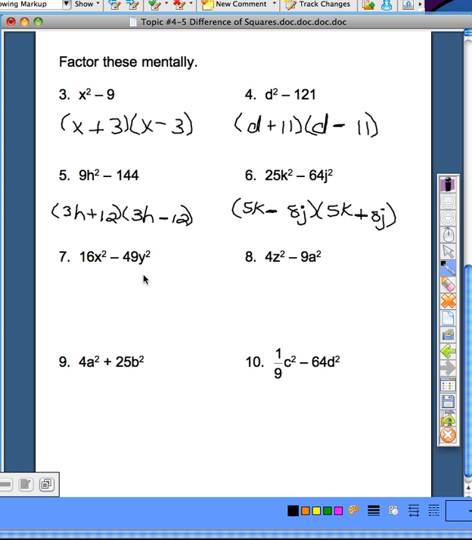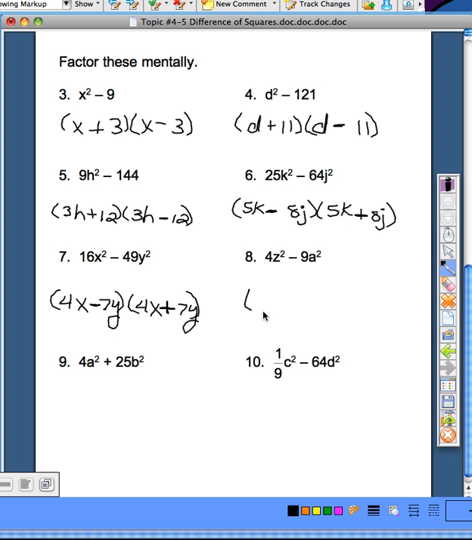16x squared minus 49y squared. Okay, difference of squares. Verify that. We have 4x and 4x. And we have 7y and 7y. And we have one is 4x minus 7y, and the other factor is 4x plus 7y.